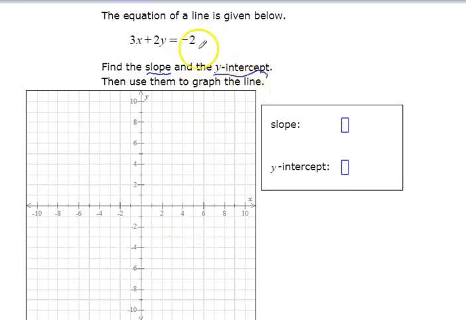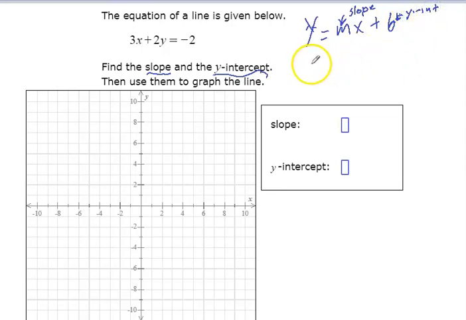All right. Well, this line is given to us in standard form because notice the x and y terms, or the variables, are on the left-hand side. Then we have the constant by itself on the right-hand side. If we want to find the slope and the y-intercept, probably the easiest thing to do is put it into that slope-intercept form, or the y equals mx plus b form, where again m is going to be our slope and then b is going to be our y-intercept.